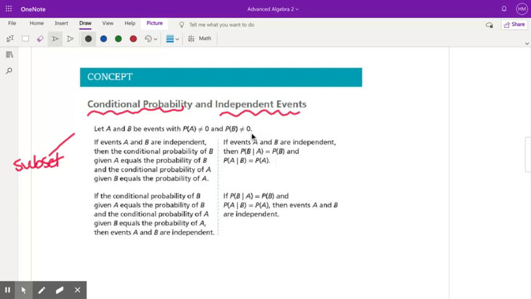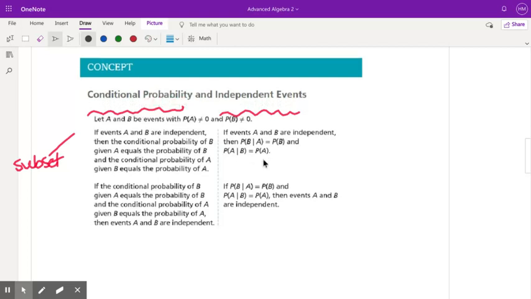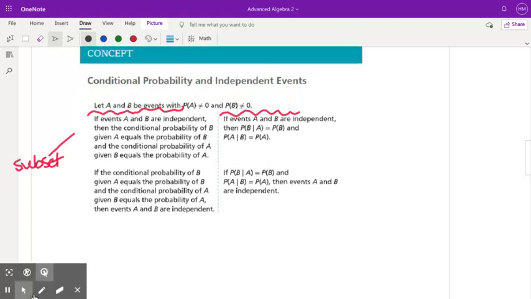So to test that, we have a formula or a way to test if two events are independent. If the conditional probability of B given A is the same as the probability of B by itself, and also if the conditional probability of A, given that B happened, is the same as the probability of A happening by itself, then those two events are independent. If they're not independent, we call them dependent events.